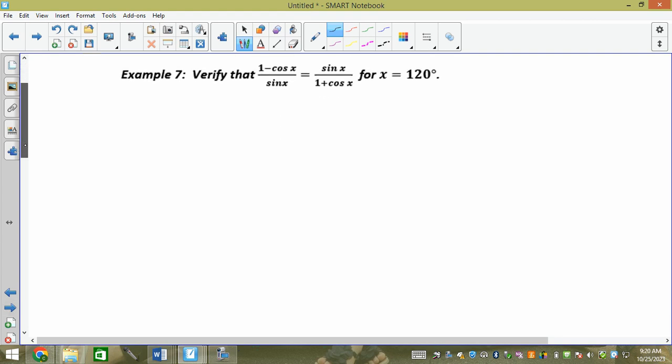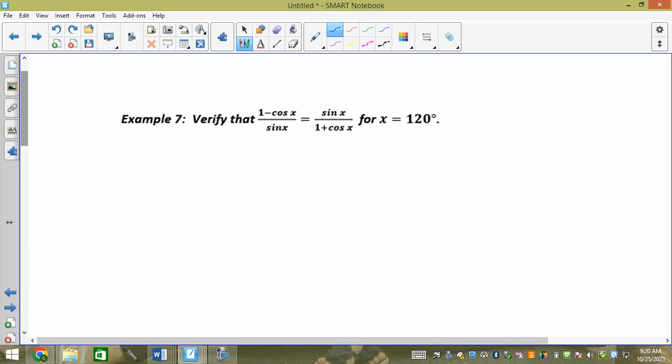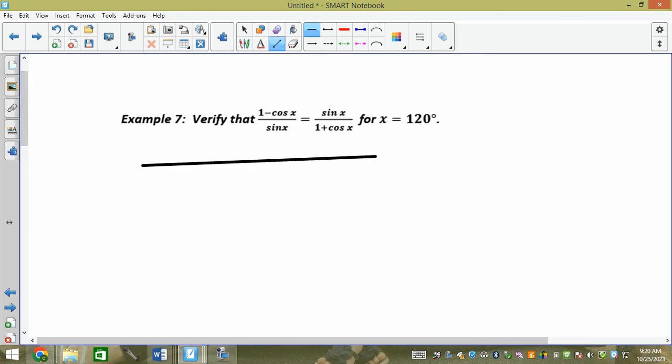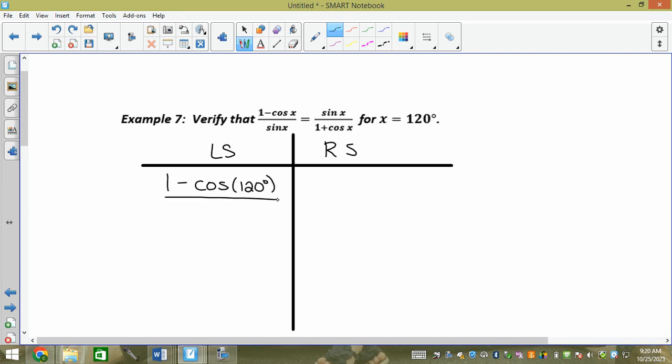So here we get (1 minus cos x) over sine x equals (sine x) over (1 plus cos x), and we're using 120 degrees. So I do 1 minus cos of 120 degrees over sine of 120 degrees. These I don't even have to do off to the side because you can just pull them off your unit circle. And then this would be sine of 120 degrees over 1 plus cos of 120 degrees.